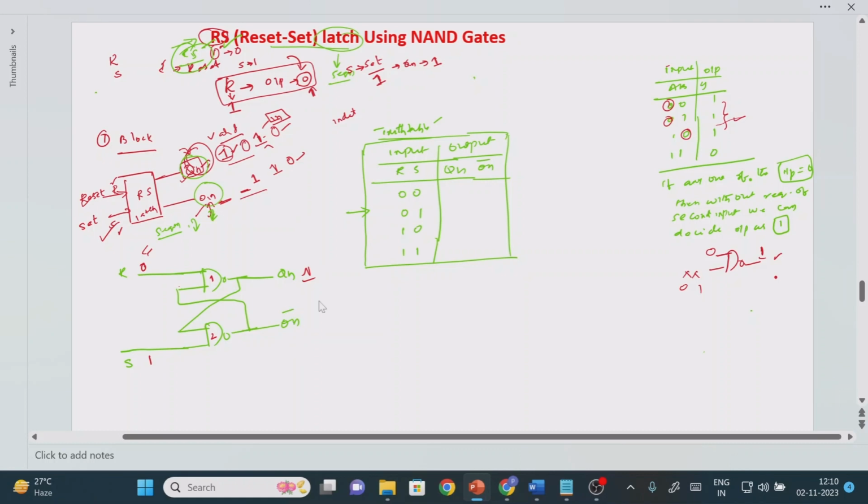Somehow I need to find the output for Qn bar also. But what is the problem here? The second terminal is mandatory. If any one of the inputs equals 1, the second input terminal is mandatory. But how to get this?